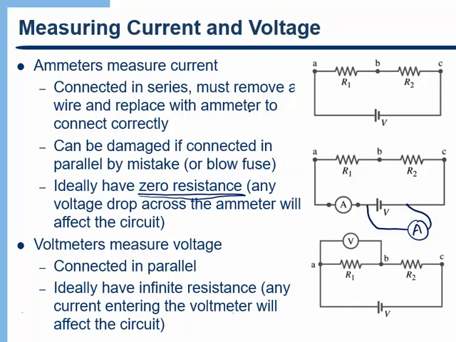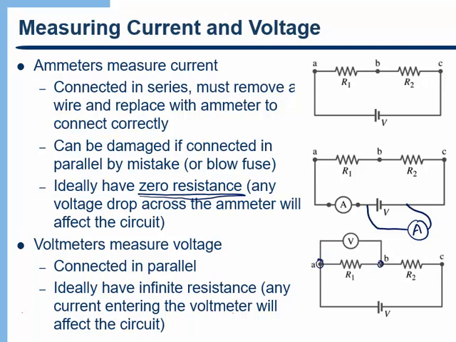Okay, if we look at how voltmeters connect, remember that we want the current through a circuit, but we want the voltage across a circuit. And so voltmeters are always connected in parallel. If I want to measure the voltage across resistor R1, I can just take my voltmeter and connect it across that resistor. So I don't have to change the original circuit in any way.